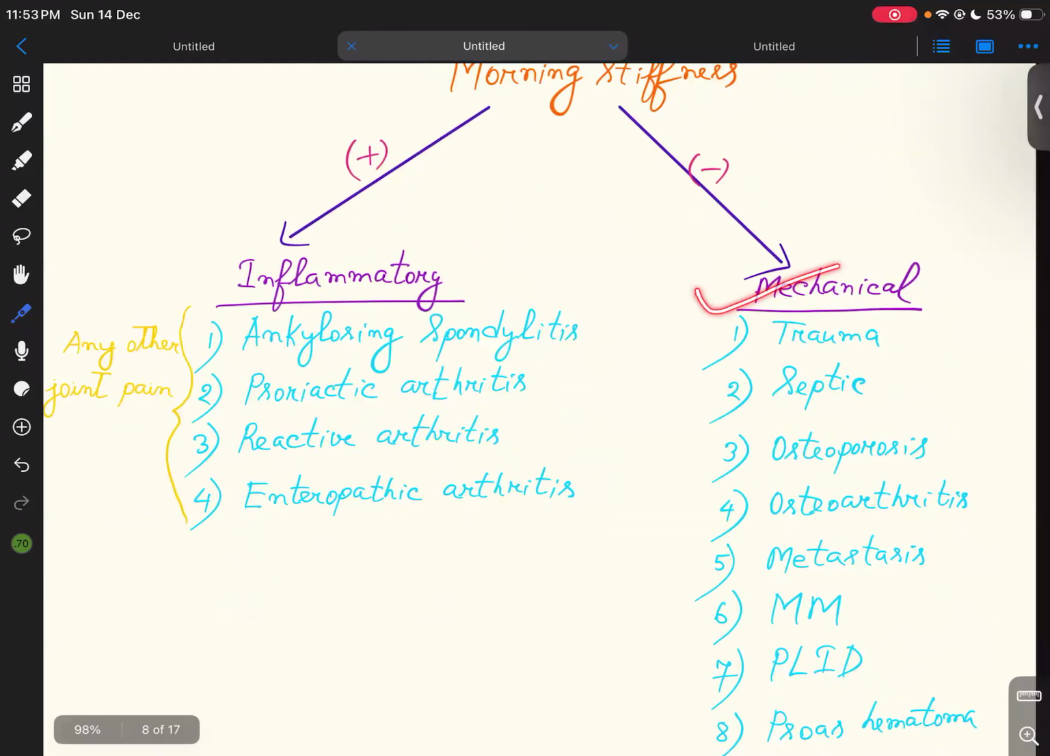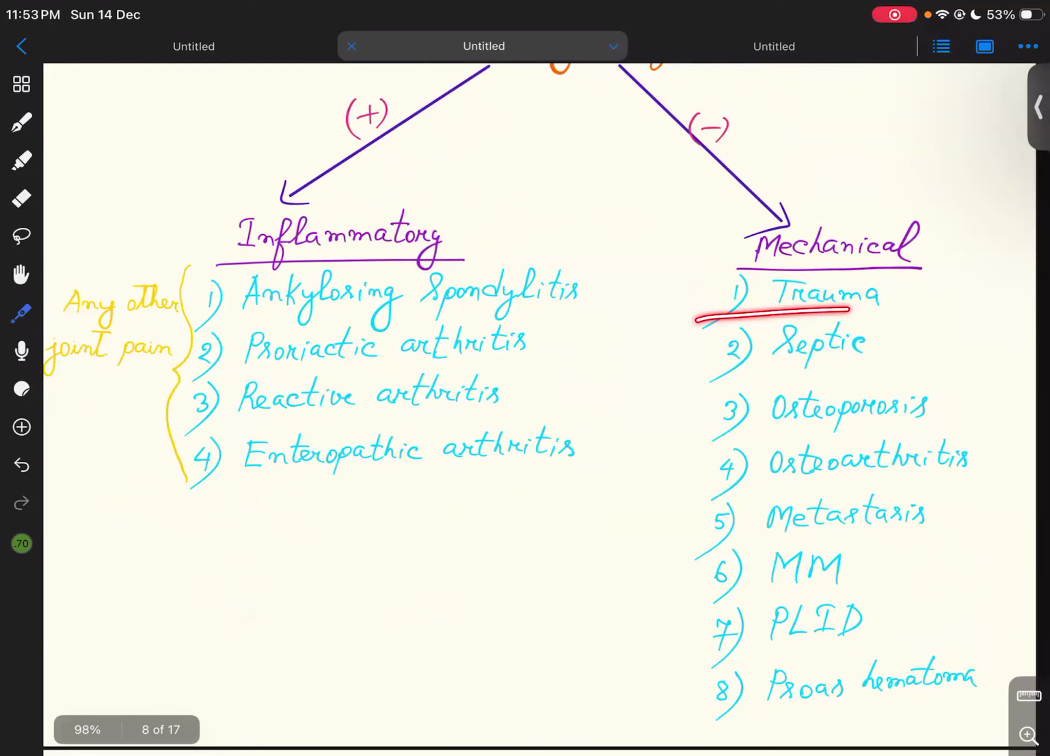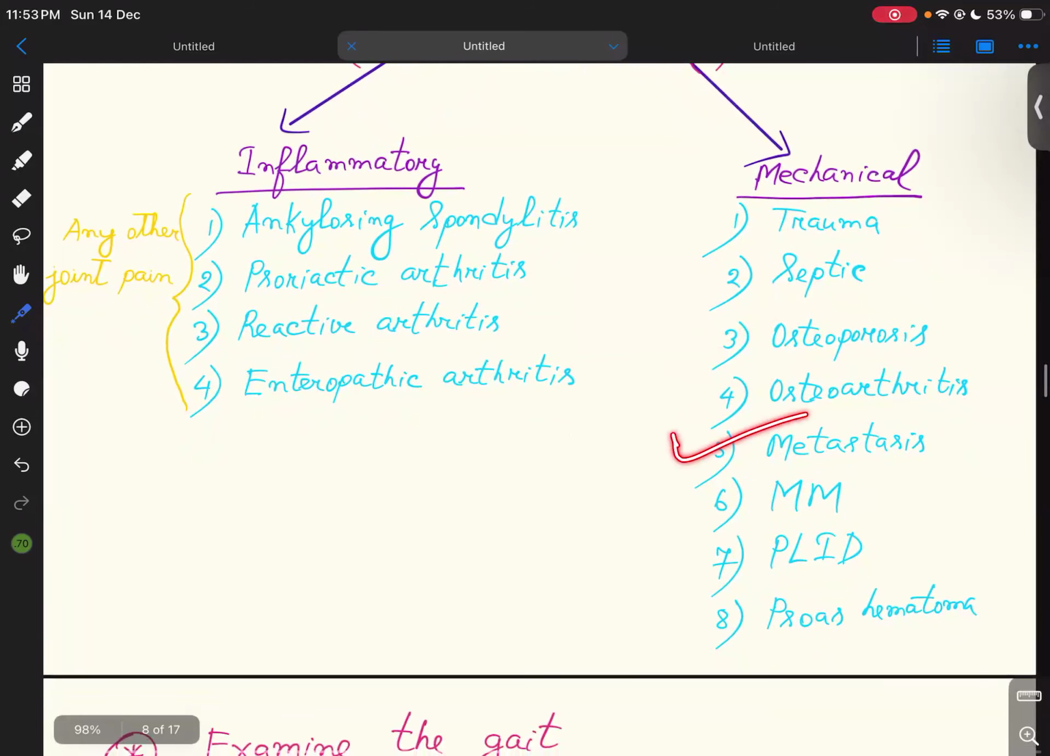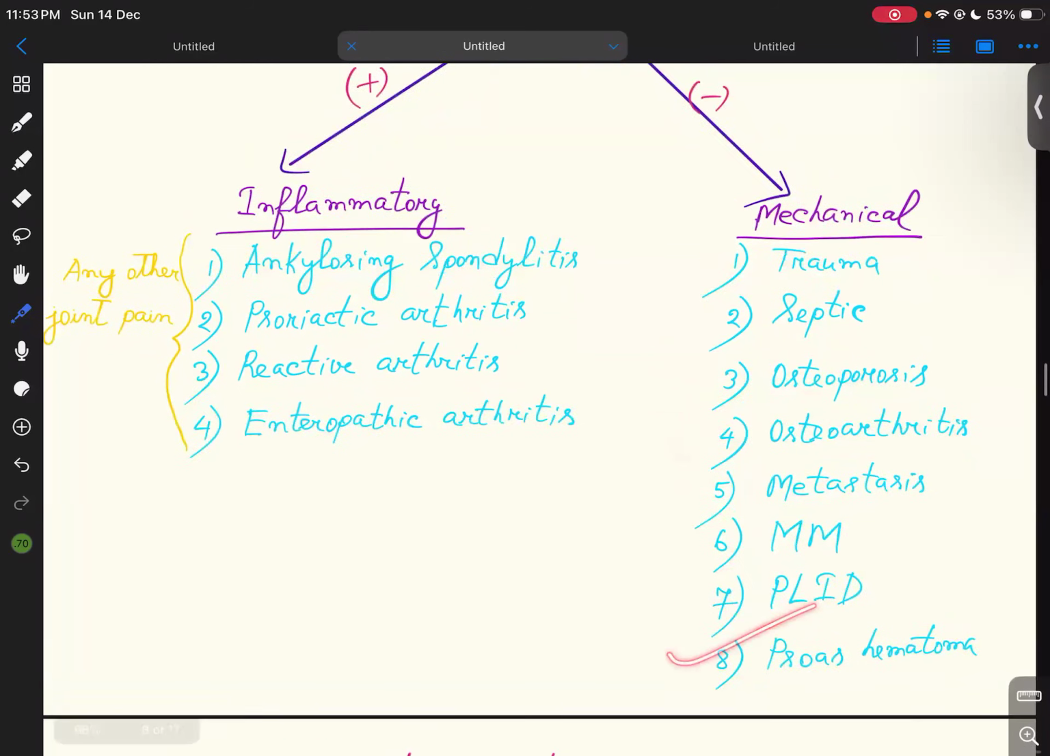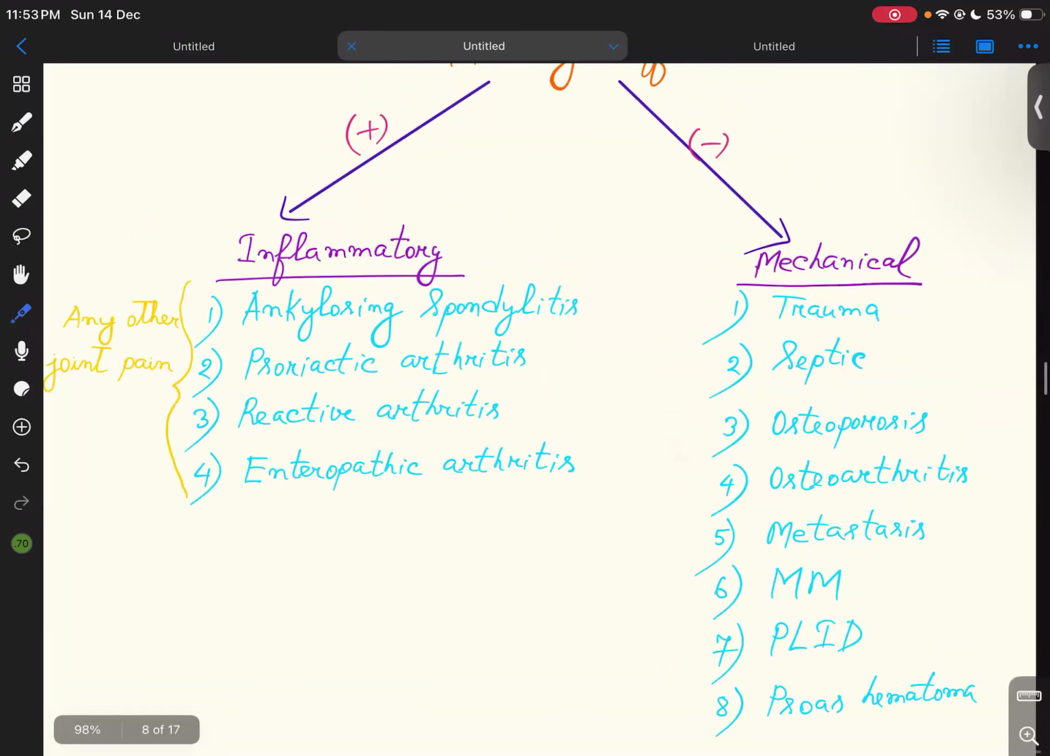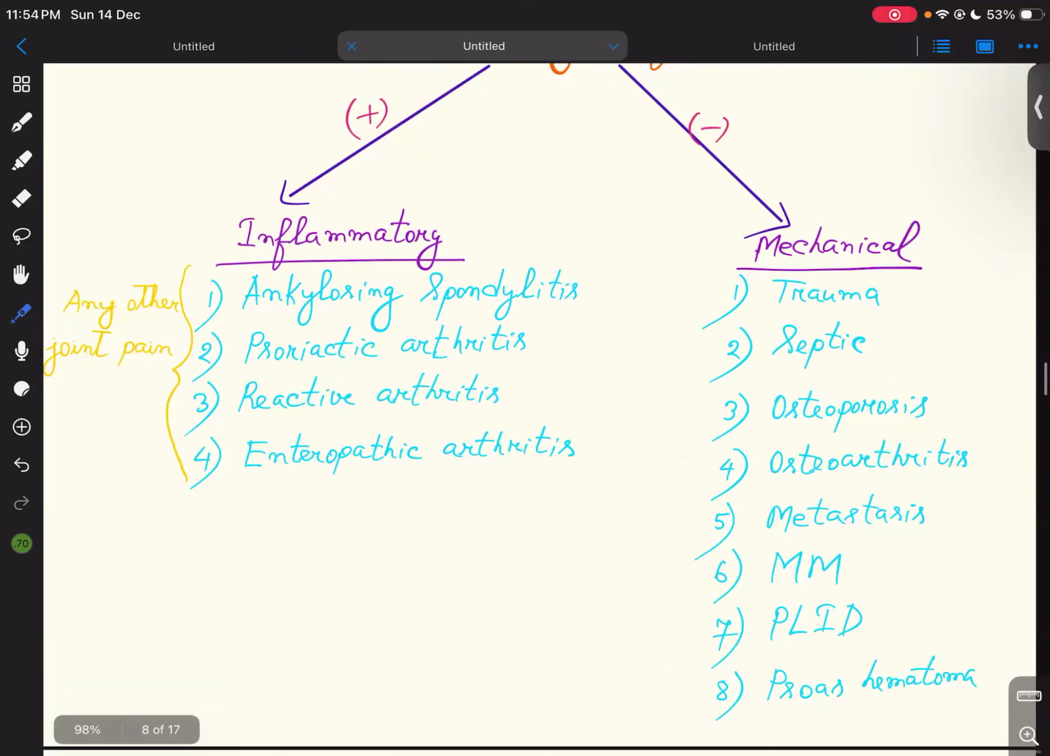The mechanical causes of low back pain are trauma, septic arthritis, osteoporosis, osteoarthritis, metastasis, multiple myeloma, prolapse of lumbar intervertebral disc or PLID, or psoas hematoma. So let me tell you the screening questions for inflammatory arthritis first. And after that, I'm going to ask you some real-case examples.